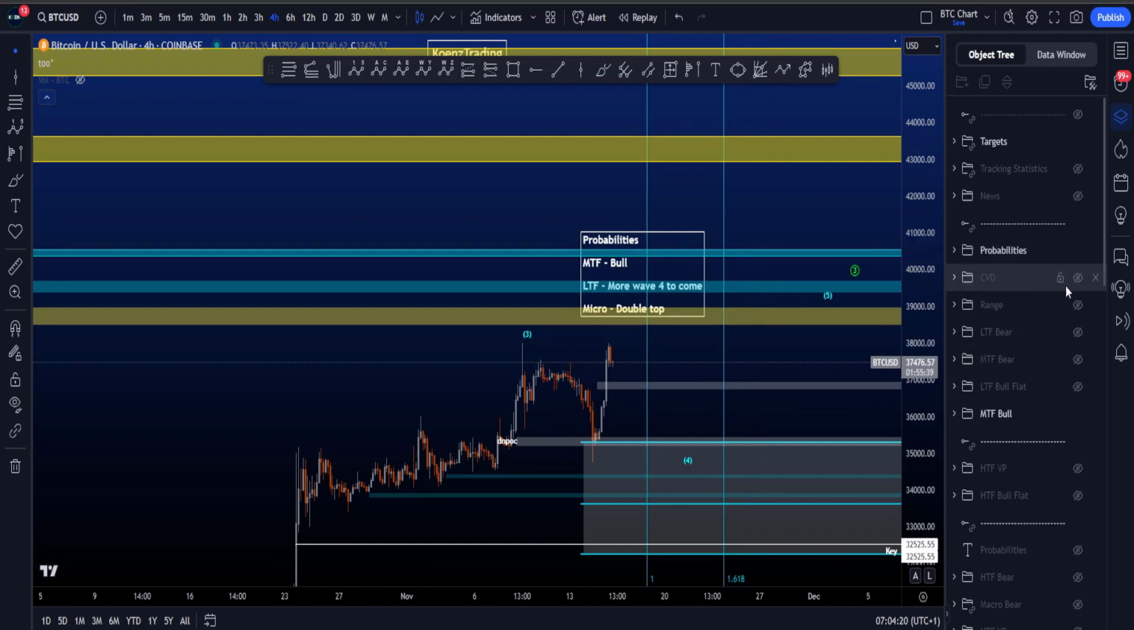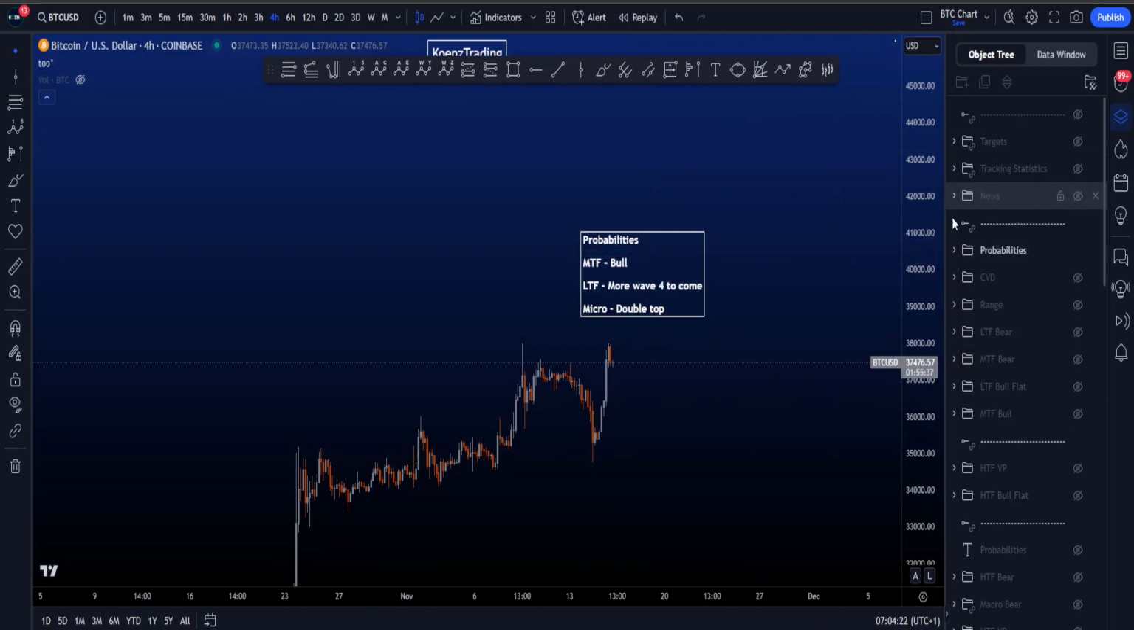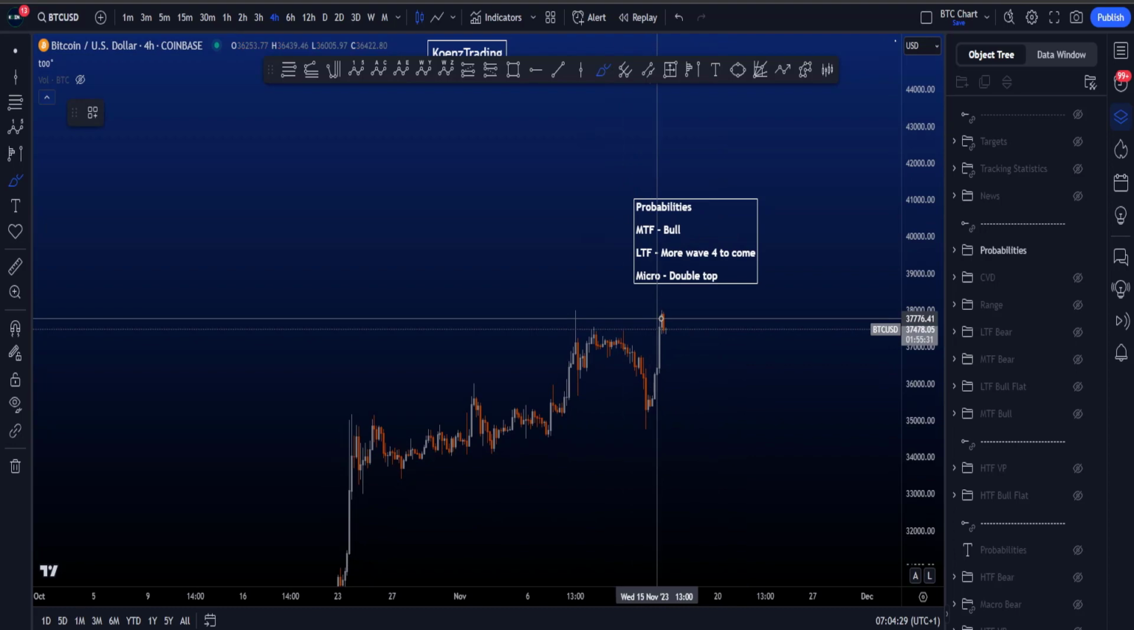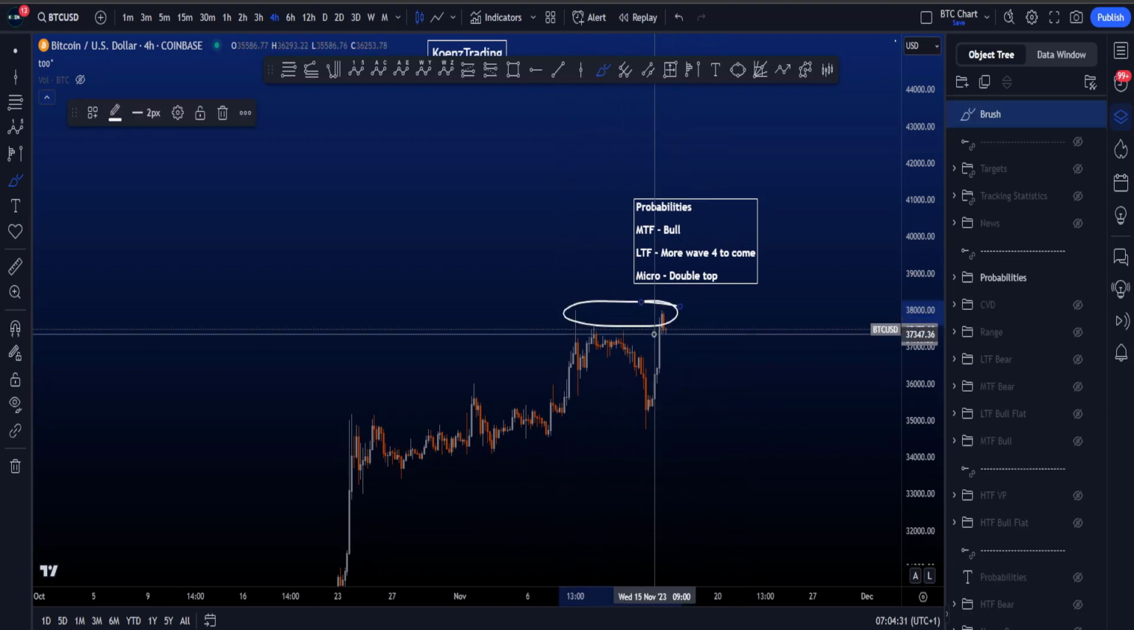And on the micro, the probabilities are higher to get that double top. I mean, we got a double top over here, literally just a few dollars in between. It's a magnet for price, so probabilities are definitely higher to grab the double top.